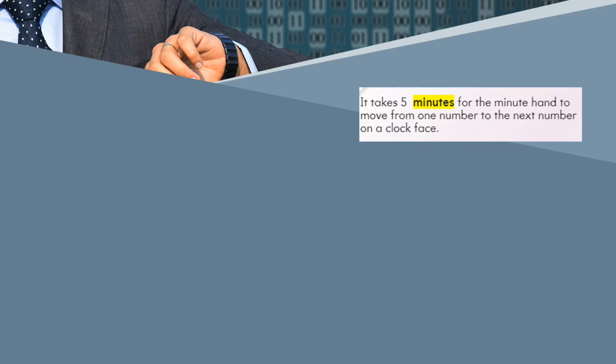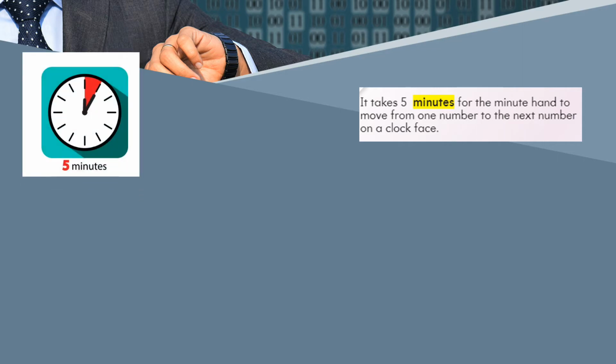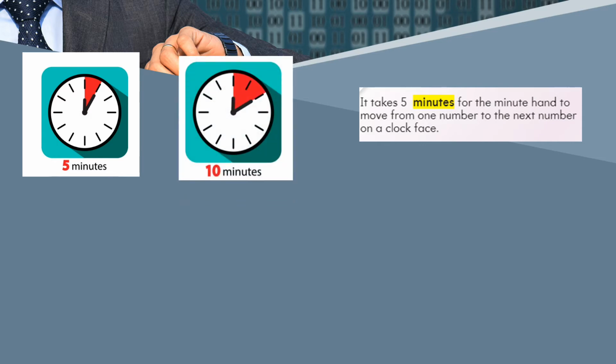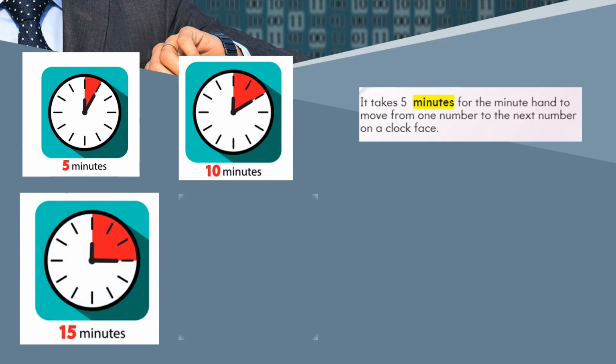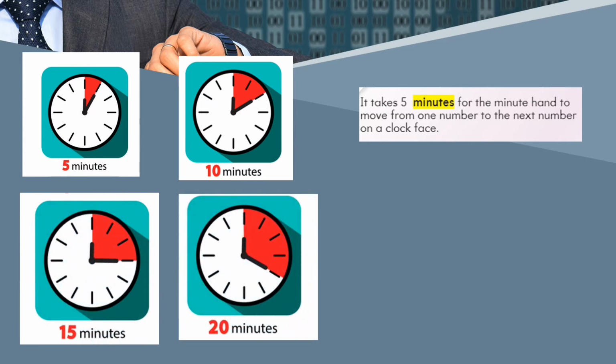Remember, it takes 5 minutes for the minute hand to move from one number to the next number on a clock face. So this is 5 minutes, okay, and we've done skip counting for 5. How do you skip count for 5? 5, 10, 15, 20, right? Exactly. So now this is 5 minutes, this is 10 minutes, this is 15 minutes, and finally this is 20 minutes.